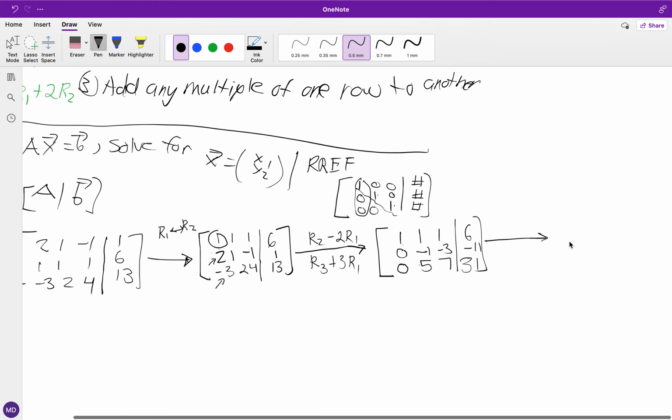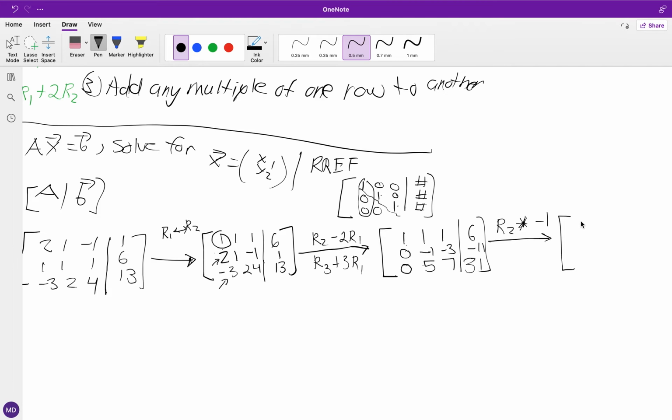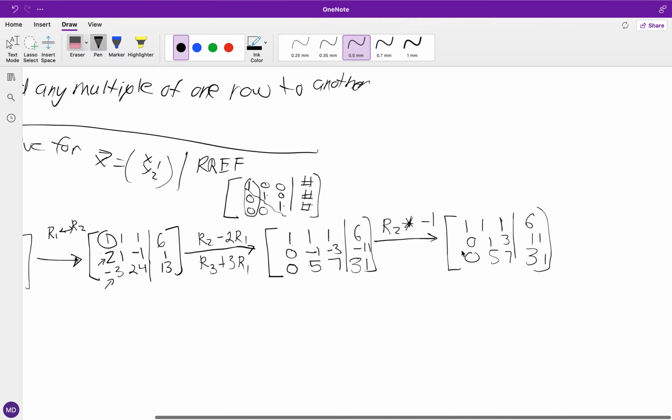Now, I don't like having negative signs, and we want to create another leading one here. So we've already gotten the first leading one in our REF. So I'm going to take R2 and multiply this by negative 1. And so what we get is, well, first R1 and R3 are going to be the same. Oh, sorry, this is not a 6. This should be a 1. So this is going to be a 1. This is going to be a 6. R3 is still 0, 5, 7, 31. And R2 will just be 0, 1, 3, and 11. Okay, so now we have 2 leading ones.